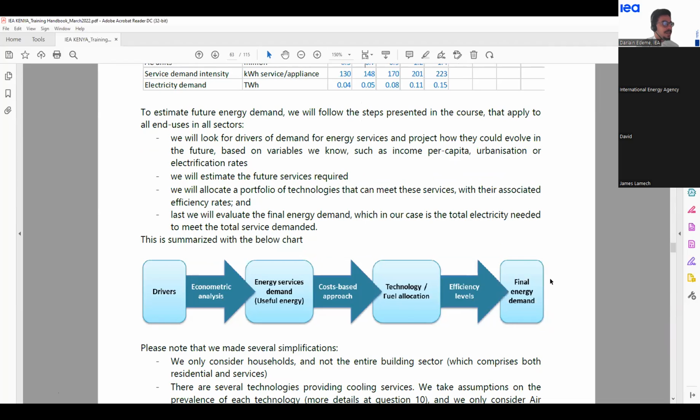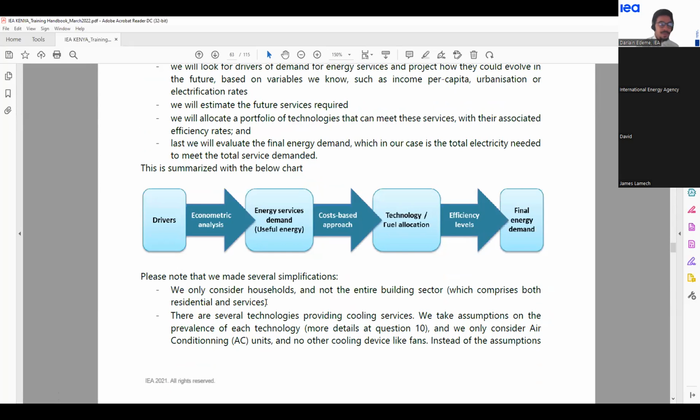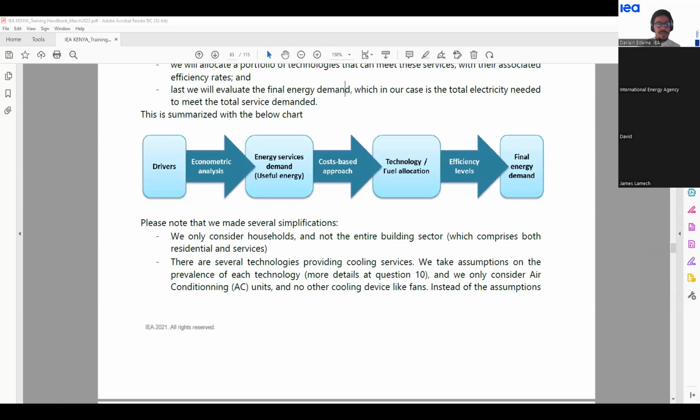This is summarized in this flow chart, in which you can see how, starting from drivers, we will reach the final energy demand for the entire country. Please, as for the previous exercise, note that we made several simplifications for the sake of simplicity. So just start with this exercise, which is an example, and then you can complicate the model and move to more structured and detailed analysis. I think this exercise, compared to the one in the previous lecture, is a bit more structured, and you will see. I don't know if some of you already managed to do it by yourselves. Please tell me if there are any issues with the sharing of the screen.